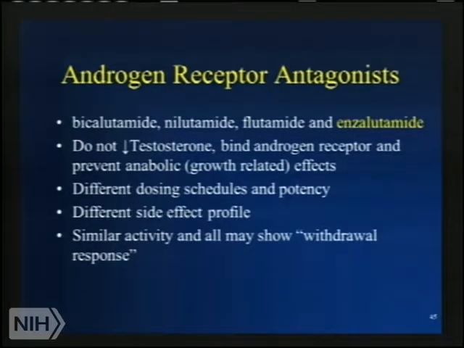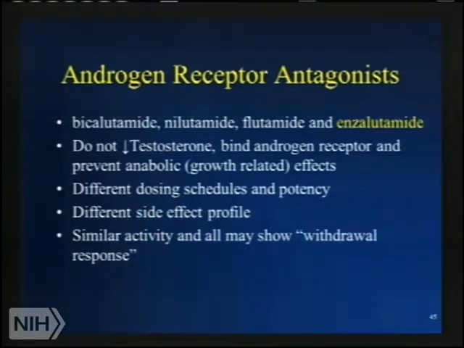The other way we can interact with the androgen signaling pathway is by blocking the androgen receptor itself. So not lowering the testosterone, but actually interfering with the androgen receptor. Most of these drugs will go and they'll bind to the androgen receptor. The earlier classes of drugs just bound to it and prevented the testosterone from binding, or dihydroxytestosterone from binding to a certain extent.